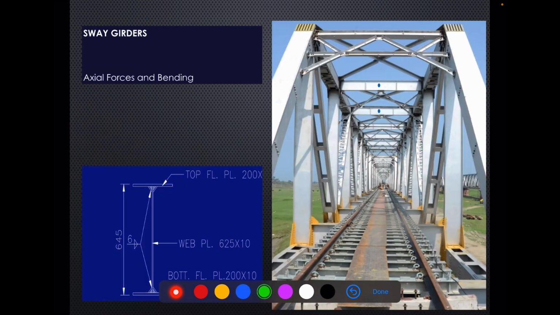Then we have sway girders. Sway girders are marked with these blue dots, as you can see. These sway girders are designed for axial forces and bending, and their typical section is a built-up I section, and stiffeners are provided if required. Here you can see. So this is a typical sway girder.